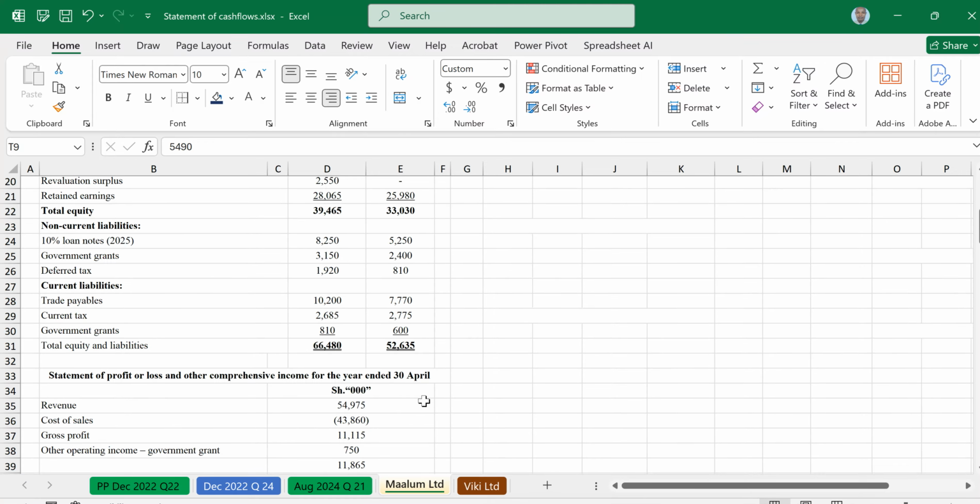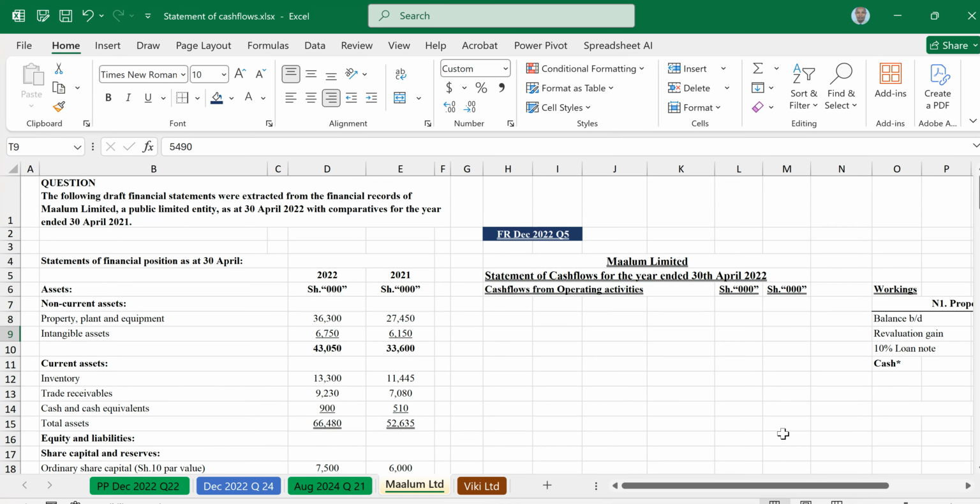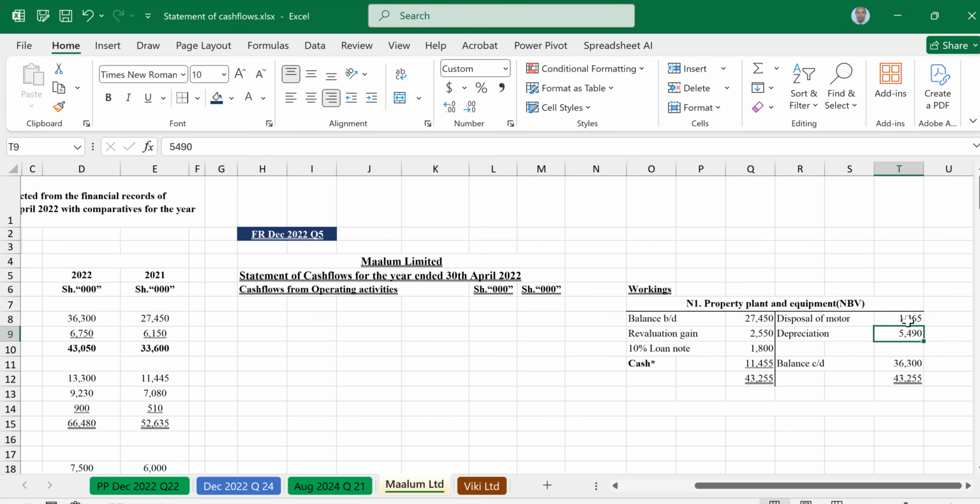Now just to confirm, this was the amount that was disposed, 1165 and 2630. So 1165 and 2630. That is fine.